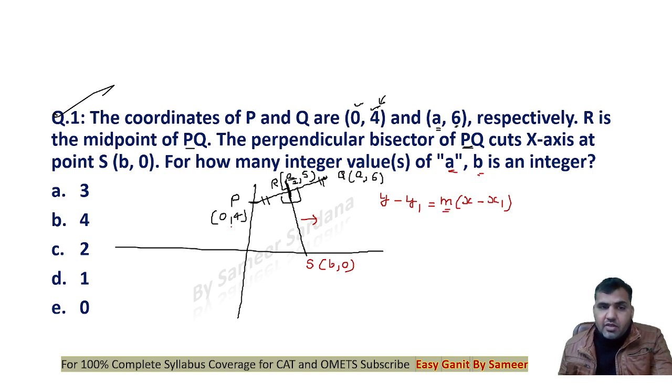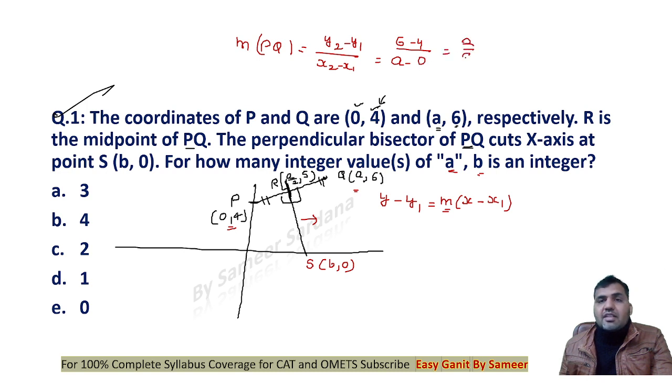What will be the slope of the line? We know the points P and Q. The slope of the line PQ is (y2 minus y1) upon (x2 minus x1). Here y2 is 6 minus 4, upon a minus 0, that is 2 upon a. This is the slope of the line PQ. Now the slope of the line RS, because this line is perpendicular to the line PQ, and if two lines are perpendicular, the product of their slopes is minus 1. So therefore the slope of the line RS will be minus a upon 2, right?